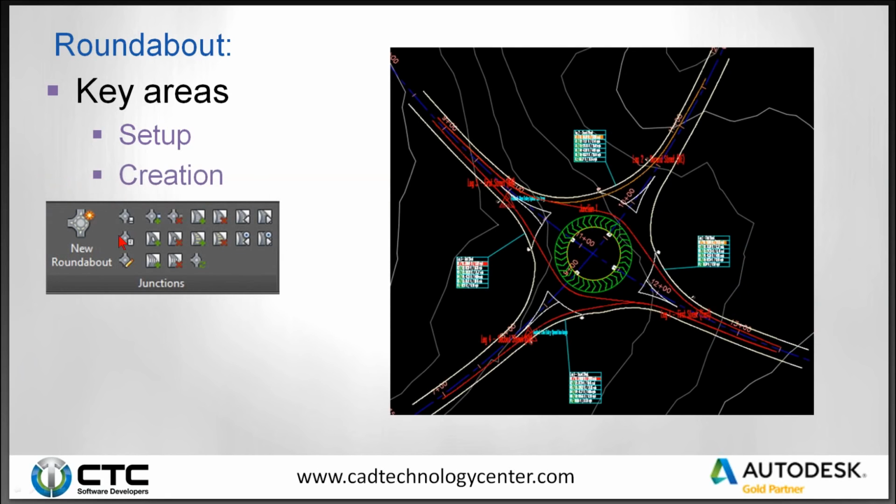Creation: when I create a roundabout, I have a bunch of options. I can create a drive lane, an approach. I can put striping in there. I can put center lines in there. I can put crosswalks in there. I can put islands in here. And obviously if I can add an island, I can delete an island. If I want to add a crosswalk, I can delete a crosswalk. So the creation in here is pretty easy, pretty straightforward. You don't need much.